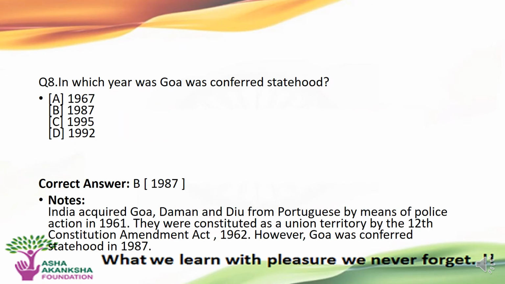Now let's move on to the next question. In which year was Goa conferred statehood? Options are A. 1967, B. 1987, C. 1995, and D. 1992. The correct answer to this question is B, that is, in the year 1987, Goa was conferred statehood.